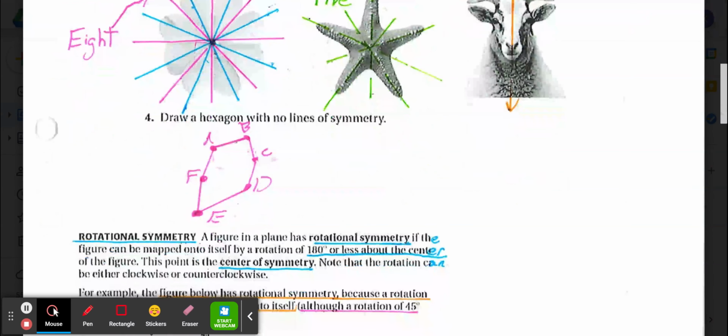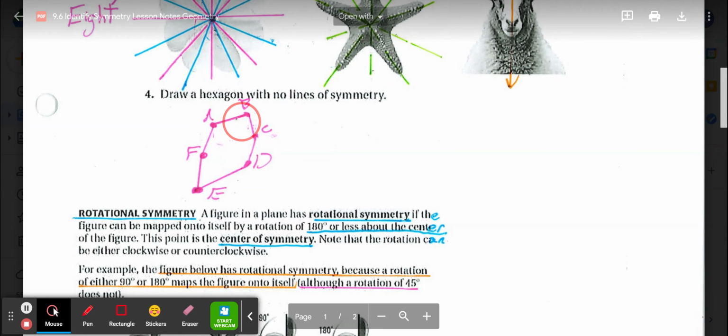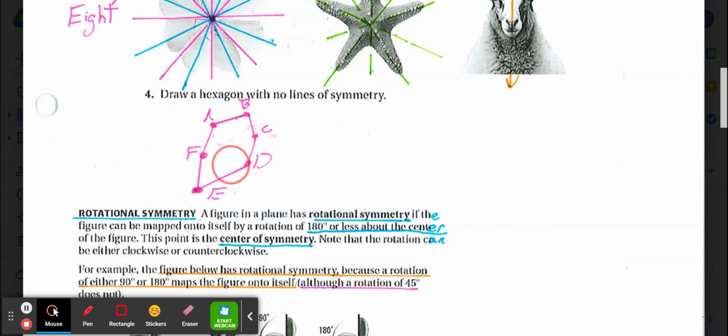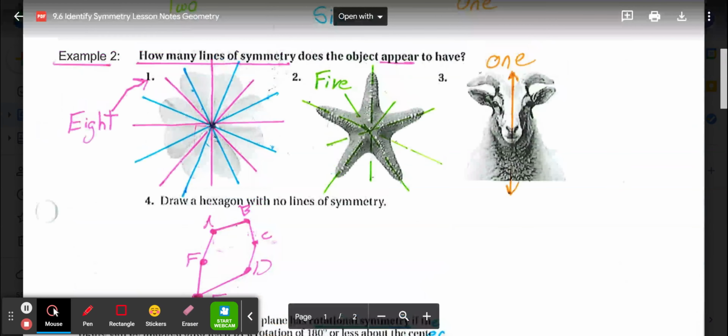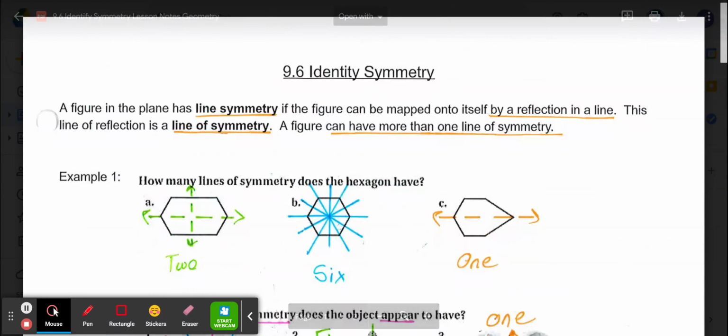Then for part 4 of that example, it says draw a hexagon with no lines of symmetry. In this case, all my sides happen to be different lengths, and none of my angles match up. So I know it would have no lines of symmetry. There are many different ways you could draw a hexagon with no lines of symmetry. Those are all examples of what's known as line symmetry.